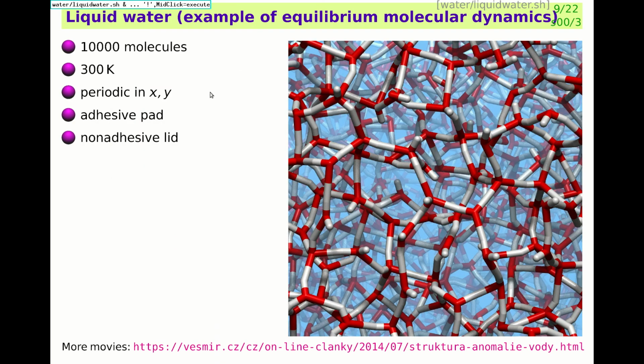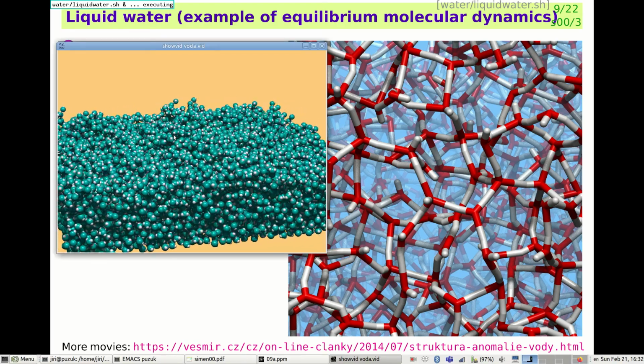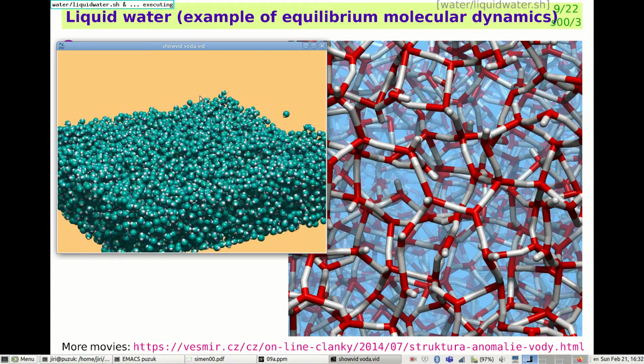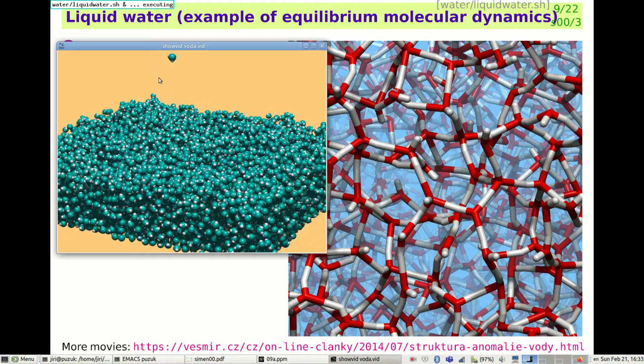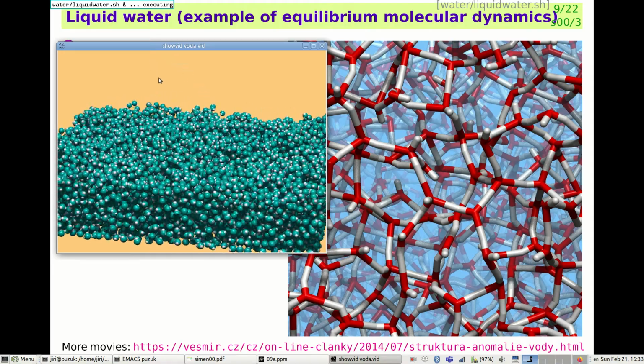Here I will show you an example of liquid water. It will be 10,000 molecules simulated at ambient temperature in periodic boundary conditions in X and Y. I will speak in detail about this later. It is put on an adhesive pad, and there is a lid on top of it, which you will not see. This simulation looks like this. You can see that once in a while a molecule evaporates, and because there is a lid up there, it will return back soon.